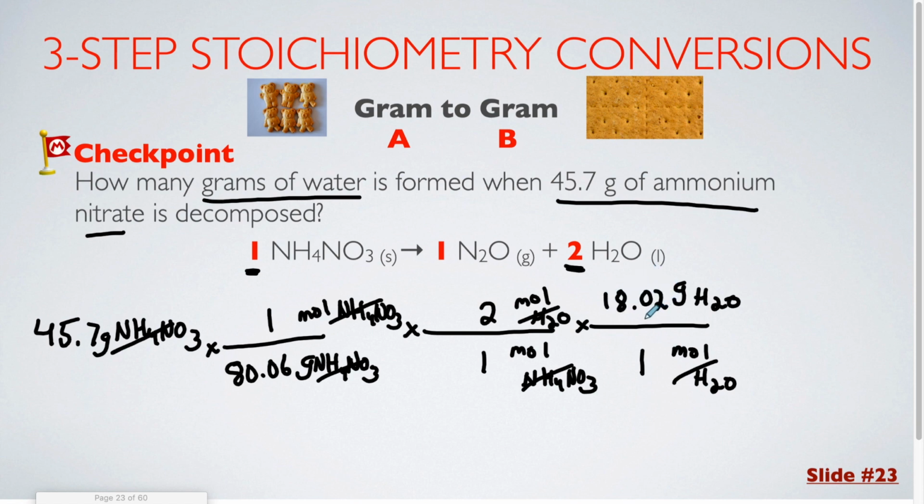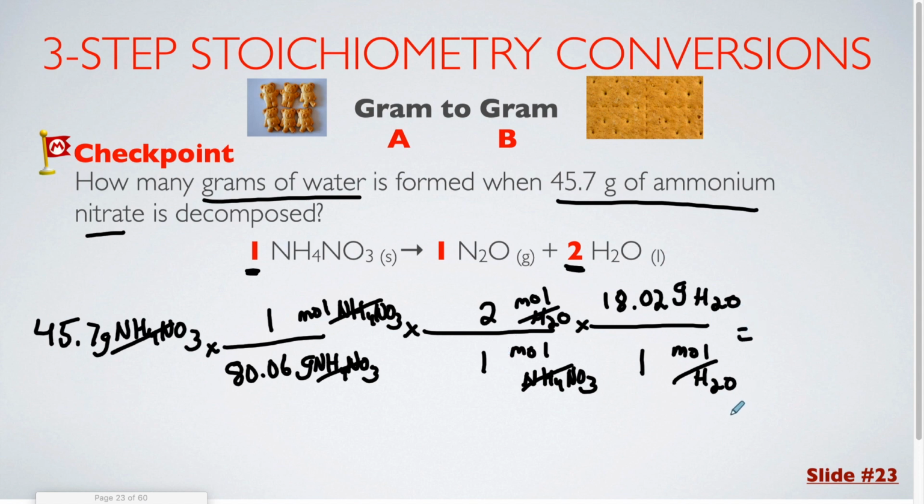Now a very common mistake for students to initially make here is that they see that there are 2 water molecules here, so they put 2 moles of water here. But when you're going between moles and grams, the moles is always going to be equal to 1. So these coefficients only matter within the mole-to-mole ratio part.